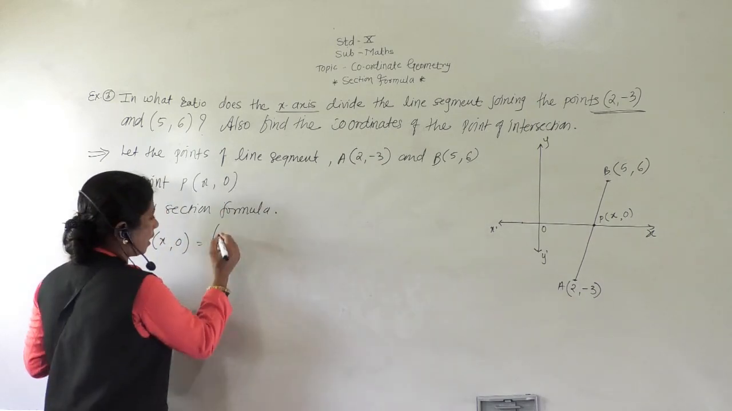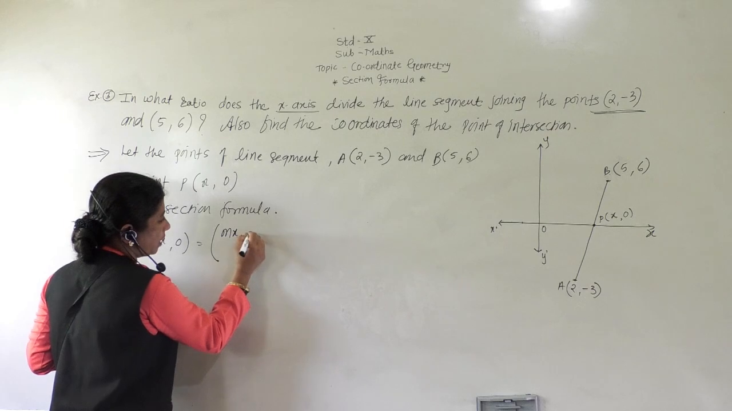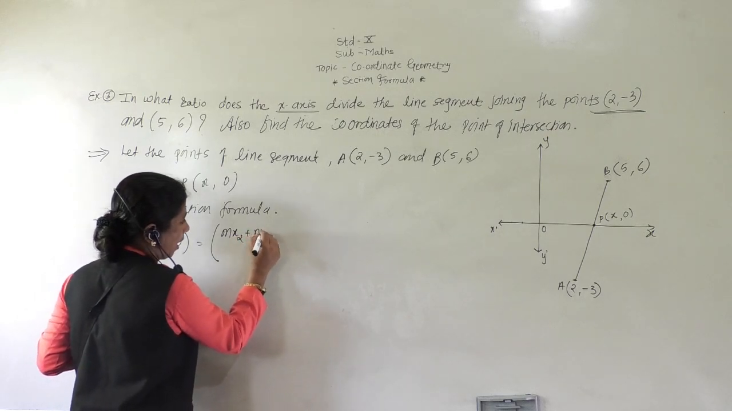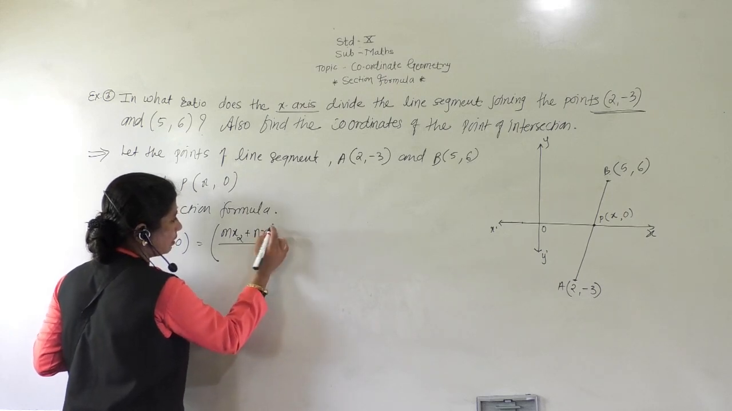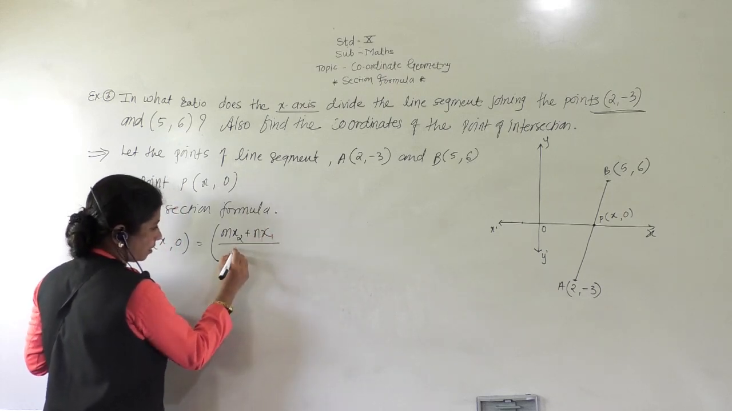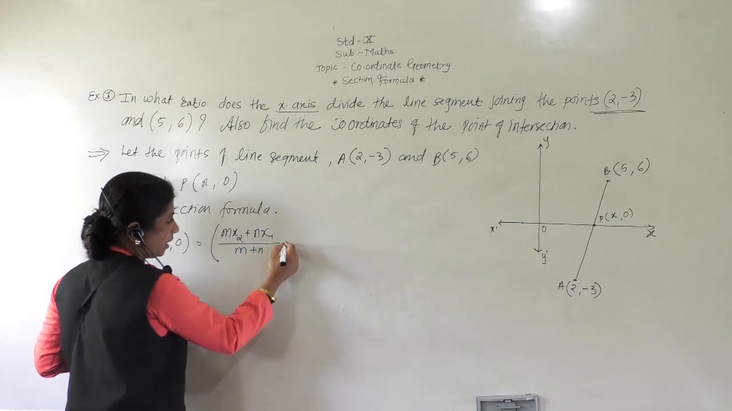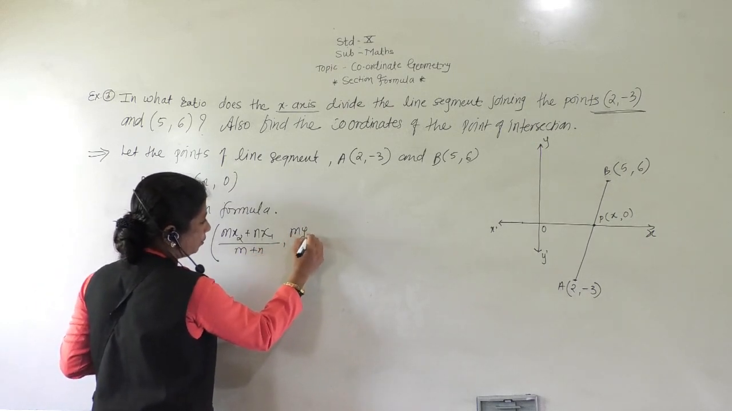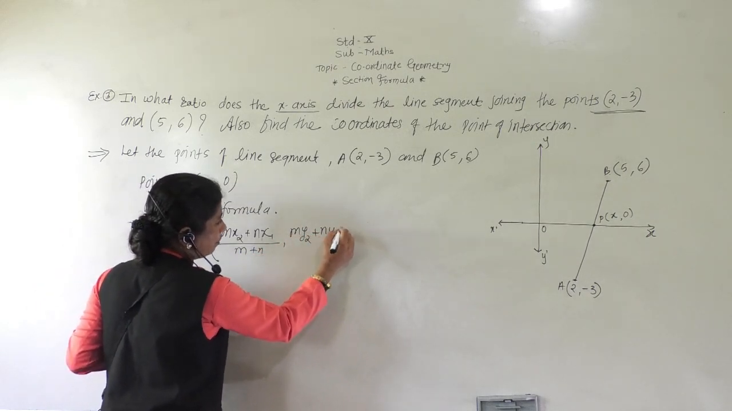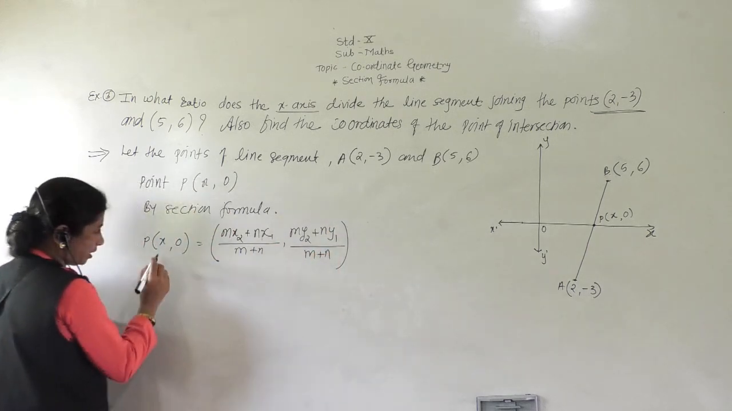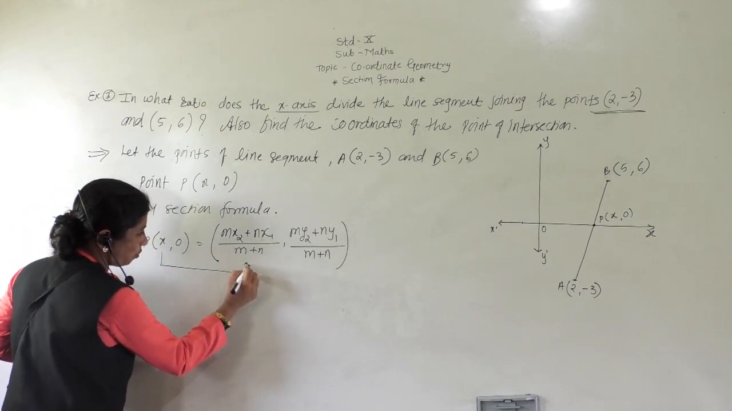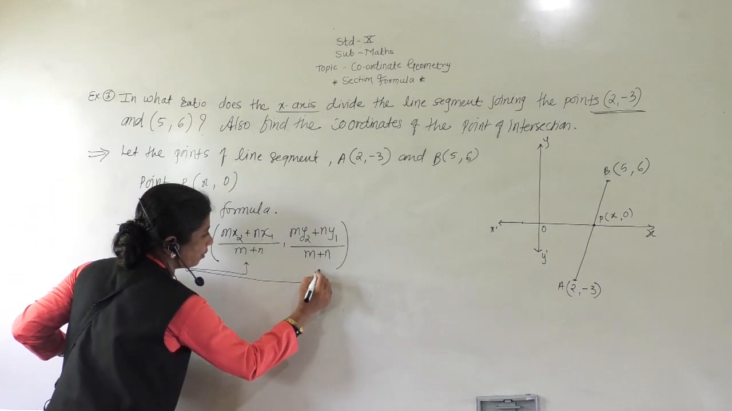mx2 + nx1 upon m + n, right? And my2 + ny1 upon m + n. Okay, so here m + n and comma my2 + ny1 upon m + n. Okay, so it means that this is the x coordinate and this is the y coordinate.